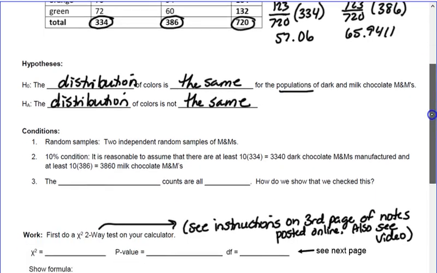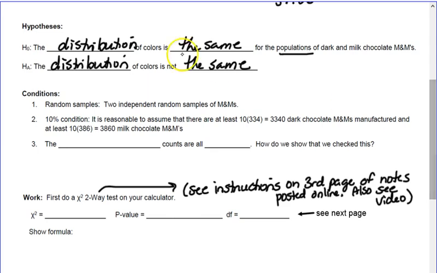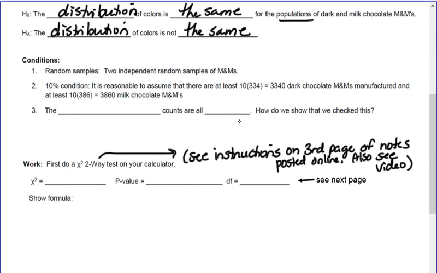Looking at our conditions, so this is our state, our plan now, we have two independent random samples of M&Ms. The 10% condition: it's reasonable to assume that for both samples, each sample is only 10% of the population, that there's at least 3,340 dark chocolate and at least 3,860 milk chocolate M&Ms. And then the last one is that the expected counts are all greater than or equal to 5. To show this, we have to actually calculate them and write them down. And we're going to do that using the chi-squared two-way test on the calculator.